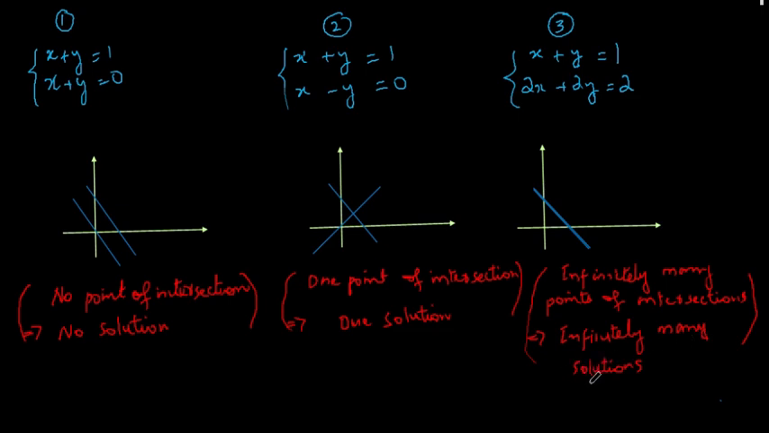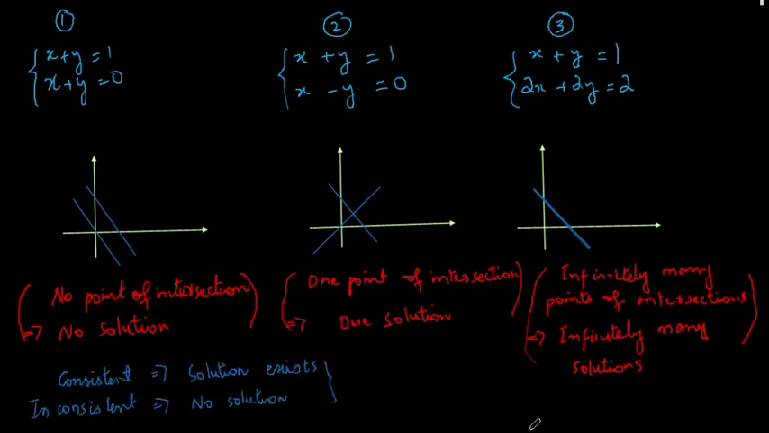Now the question is how we can identify whether the system is consistent, meaning having a solution, or inconsistent, having no solution. We shall discuss this in the consistency criteria in linear algebra. So now let us move further to the concept of analytical geometry.